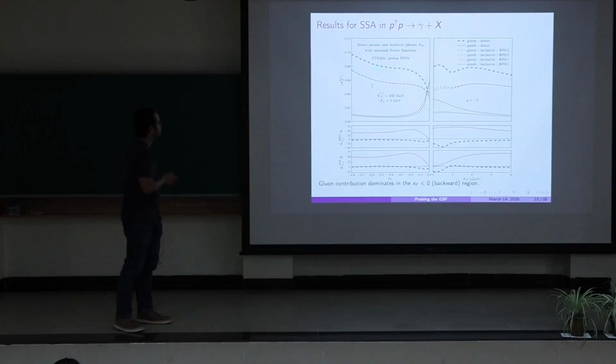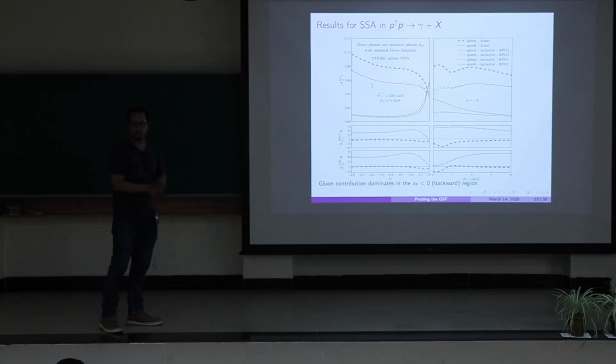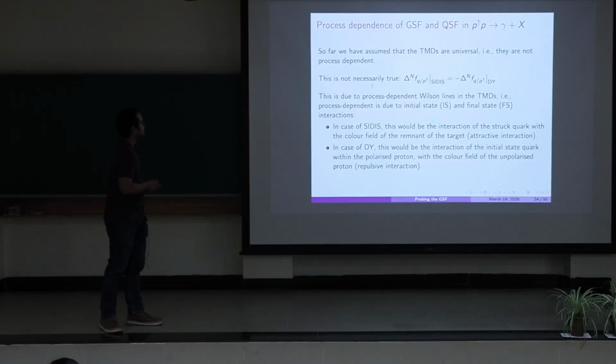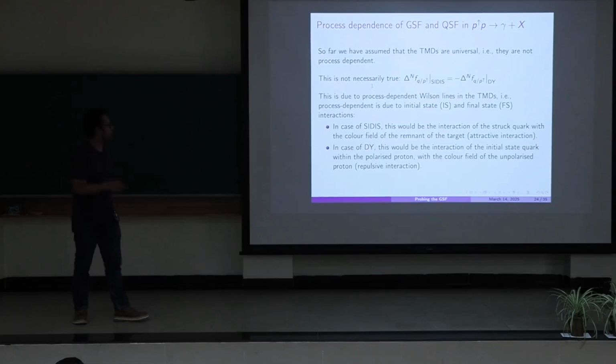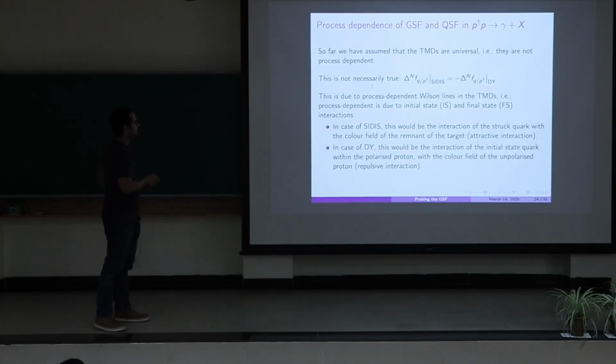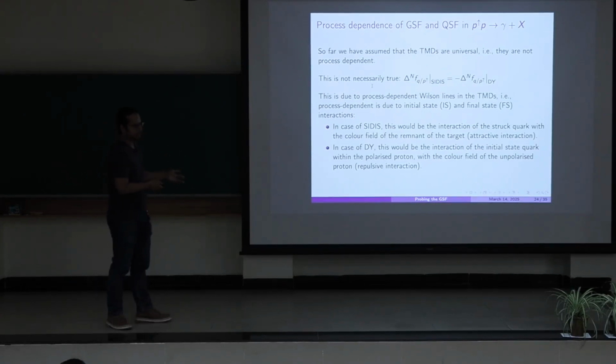And we found that you generally wanted to look at the backward region. By the backward region, I mean the region backwards of the polarized proton, and you can have pretty large asymmetries with a sufficiently large gluon Sivers function. But there is one subtlety here. So far, we've basically assumed that all the TMDs are universal, but transverse momentum dependent PDFs are in fact not universal. This is because in the operator definition of TMDs, you need Wilson lines to make them gauge invariant. And these Wilson lines tend to be process dependent.